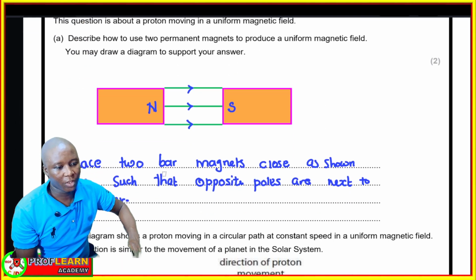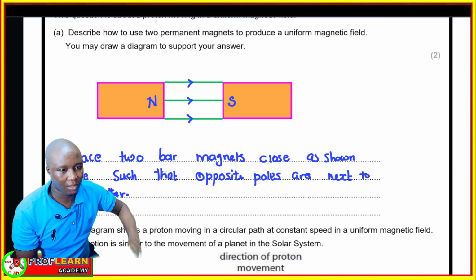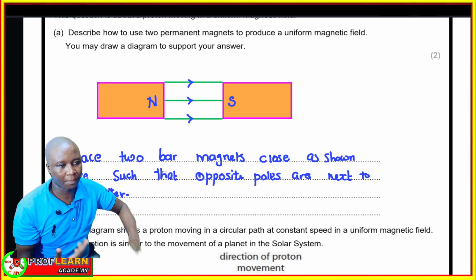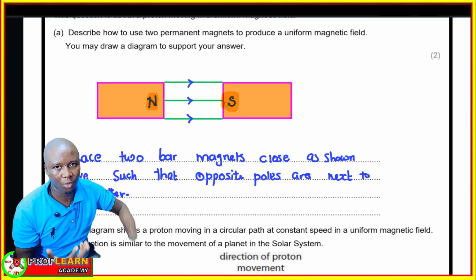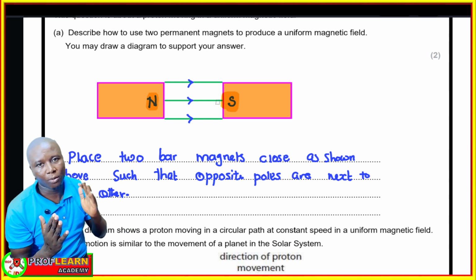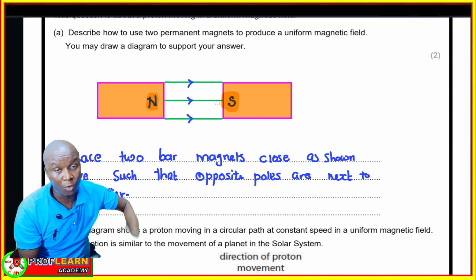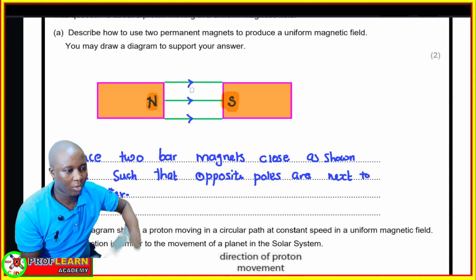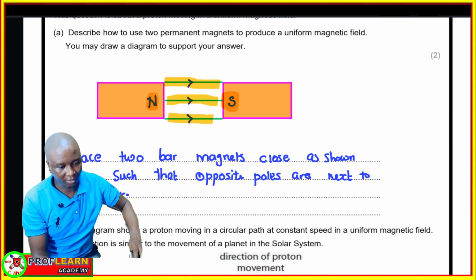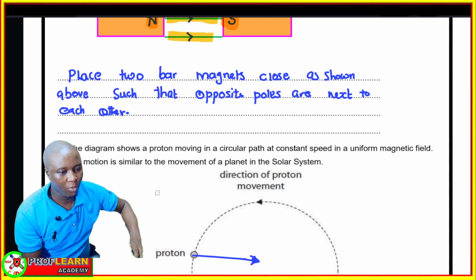One of the questions that was asked in one of the years is that a student was supposed to describe how two permanent magnets can produce uniform magnetic fields. So for you to generate uniform magnetic fields, something that you need to do is to bring two magnets close together, and you ensure that the poles which are next to each other are opposite poles. And in that way, you're going to have uniform magnetic fields. You can see the fields are straight and equally spaced. That is what we mean by uniform magnetic fields. So that is how you are supposed to respond.